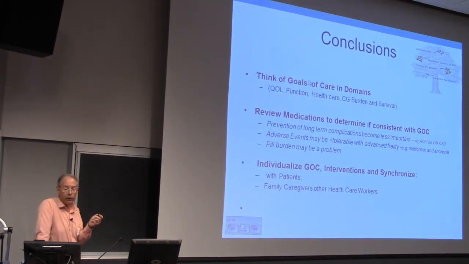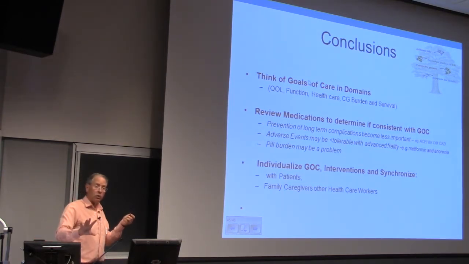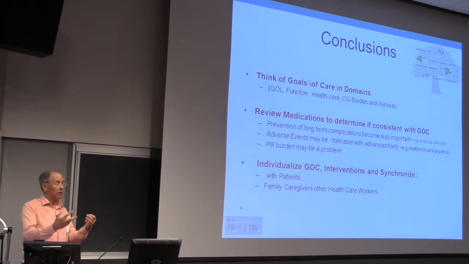Think of goals of care in domains. We talked about symptoms, which is quality of life, function, healthcare, caregiver burden, survival. And survival, I don't want to dismiss survival. For a lot of people, survival is important, but we need to make it explicit. What do people want? What do they expect? Review the medications and make sure they're consistent with their goals of care.